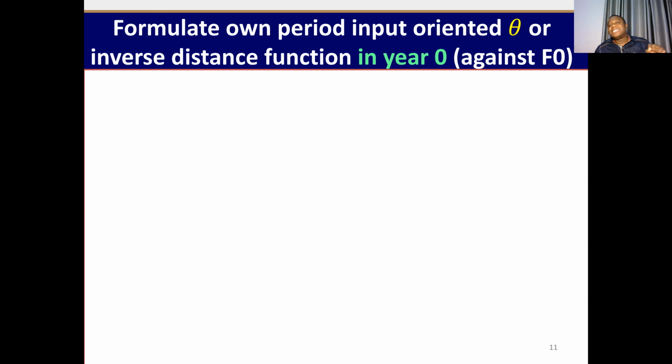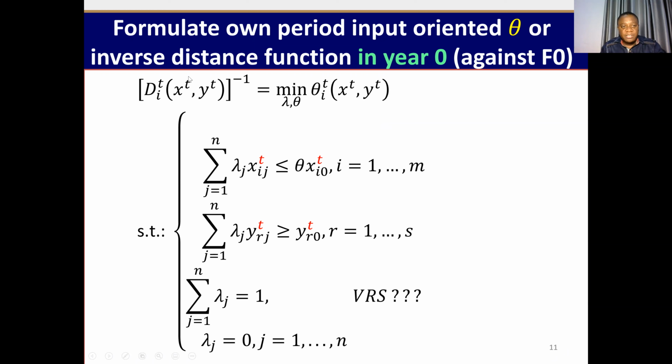So we are going to formulate the own pure efficiency of a firm in year 0, whose efficiency or whose distance function is being measured relative to the frontier in year 0. So they are all having a superscript of 0. All right, how do you formulate that? Watch it. So you have the distance function of the firm. The firm is the X and the Y, both of which have the superscript T. And they're all having a superscript T relative to the frontier T, which is having the D to the power T.